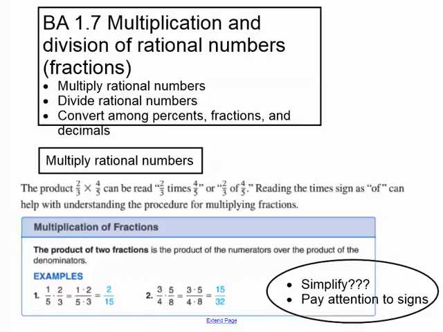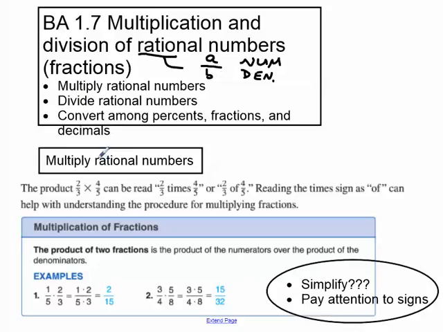Alright, today's topic is going to be multiplication and division of rational numbers, and we're going to talk about some starting points. Remember, rational numbers are ratios. You've got an A over a B, so you've got the numerator part and the denominator part. Remember, the numerator's on top, denominator's on bottom. So we're going to talk about multiplying and then dividing and then converting.